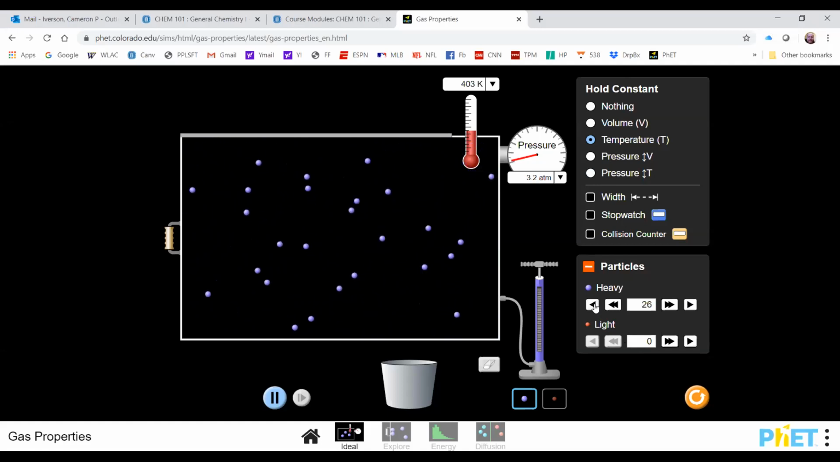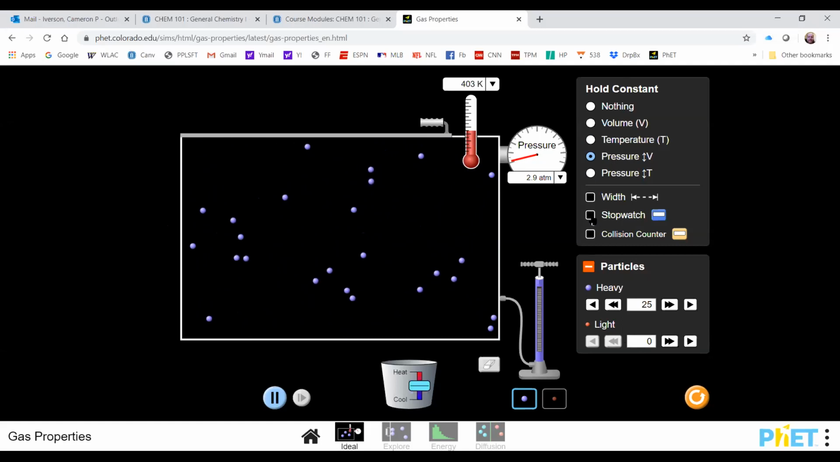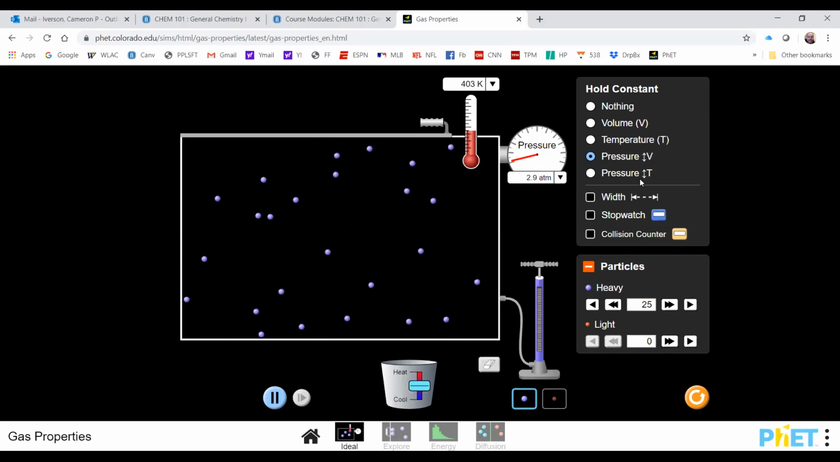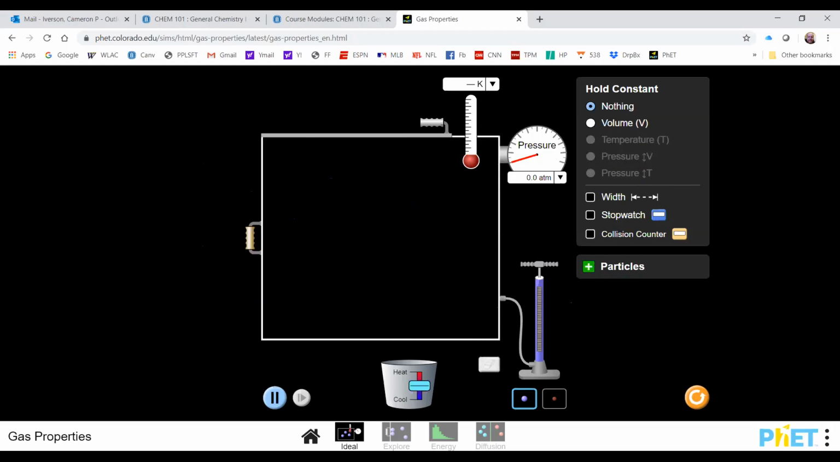So we have about 25 particles, let's hope. Okay, so here we go. So the volume will change as particles change. We're going to hold pressure constant, and the temperature should also be held constant, so we can see what happens to the volume when we change the number of particles in the container. Okay, so let me just reset this.